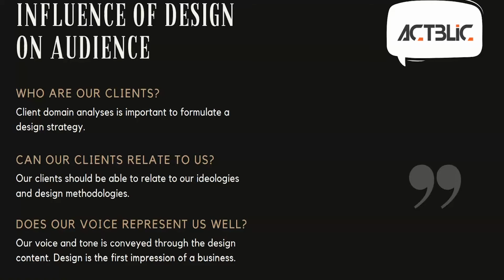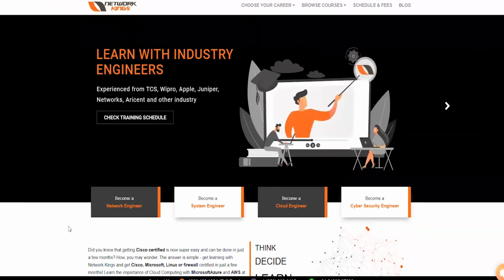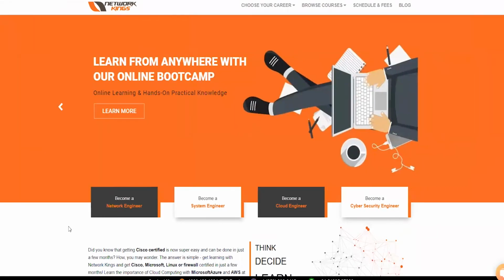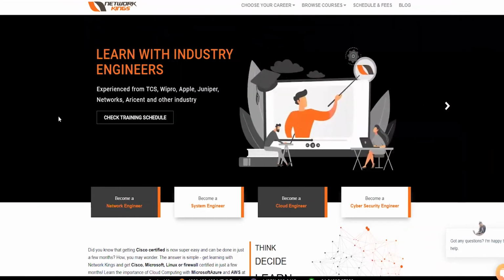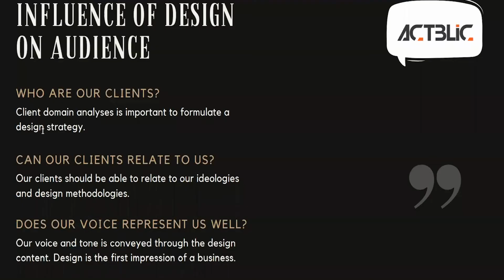Now, if I take the example of Networkings, our parent organization, here's their website. This is an edutech organization, as most of you, I think, already know, right? And the website is talking about everything. The slider talks about the online boot camp, along with that you get to learn with the industry engineers who are experienced from Wipro, Apple, Juniper, etc. Right? Now, where does the importance of design come in here?